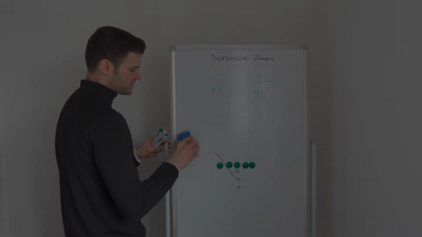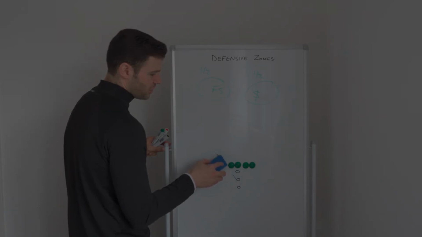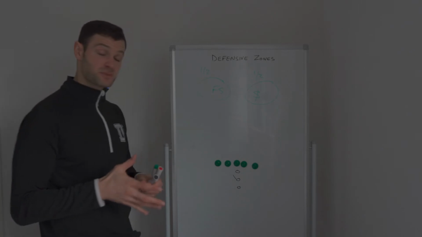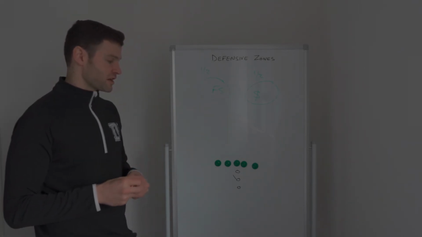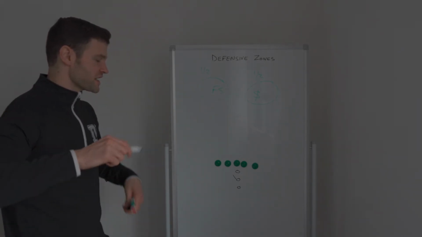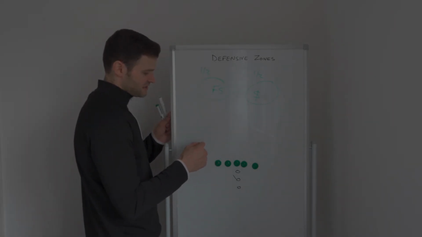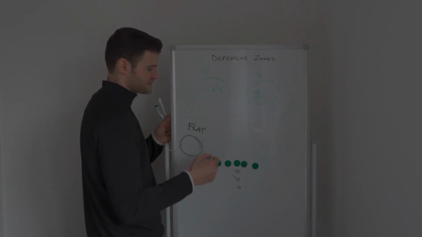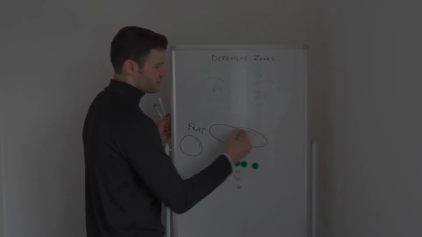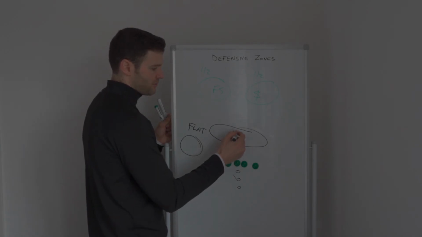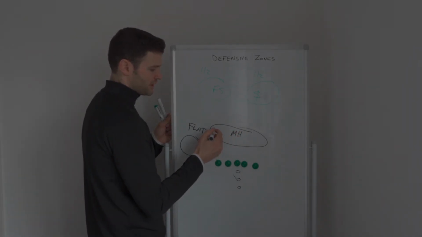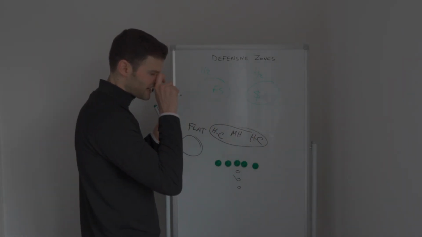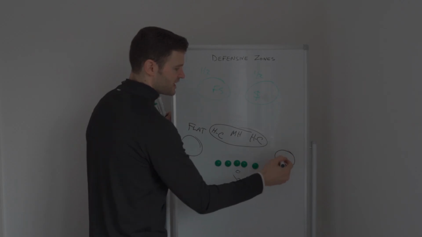Again, we're going to go into the specifics of all of these different coverages in later videos, but it's very important to understand that basically this area here we're referring to as the flat. All right. This area in the middle, we got middle hook. We got hook to curl, hook to curl on both sides. All right. We got the flat on this side.